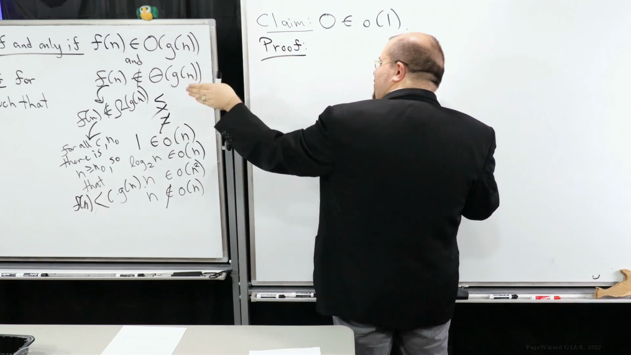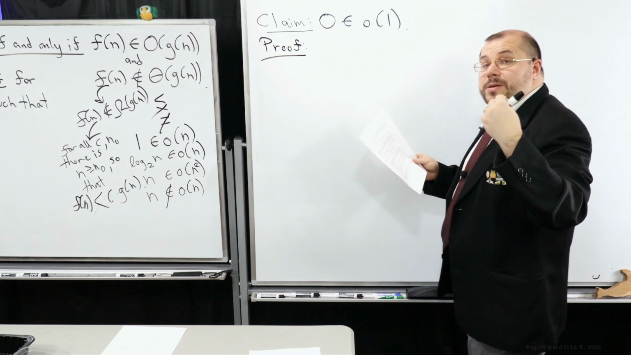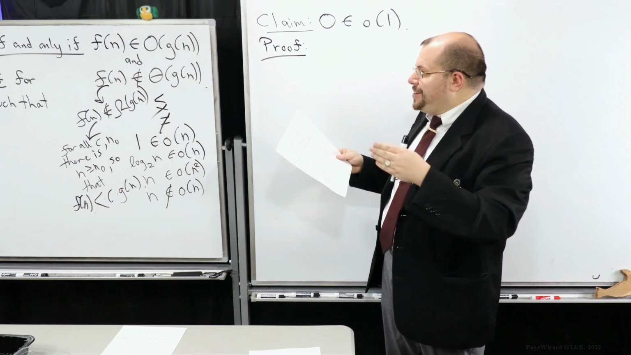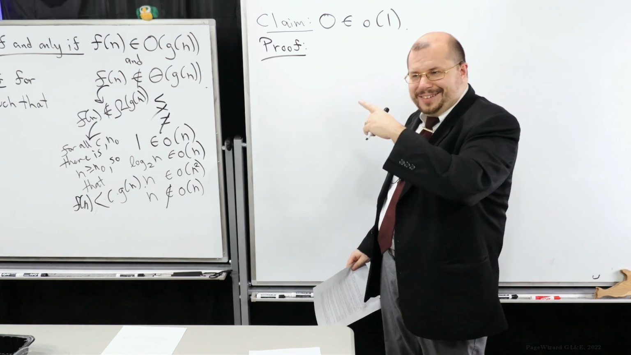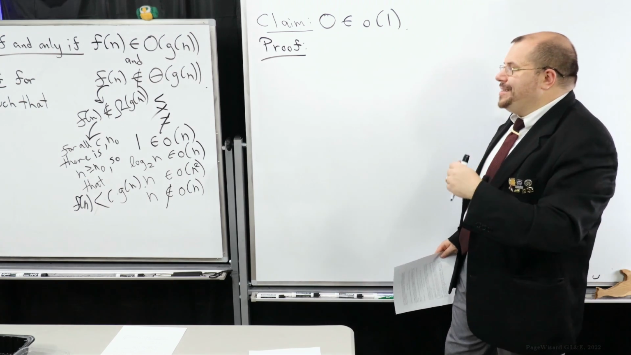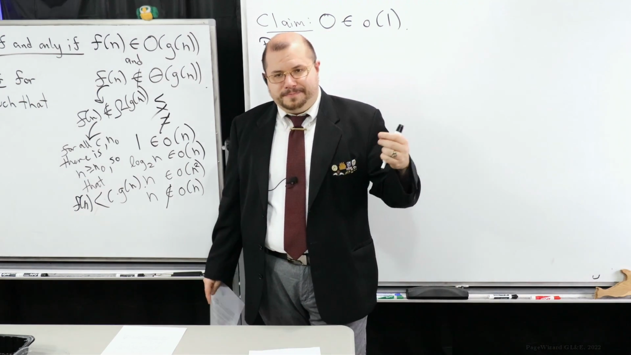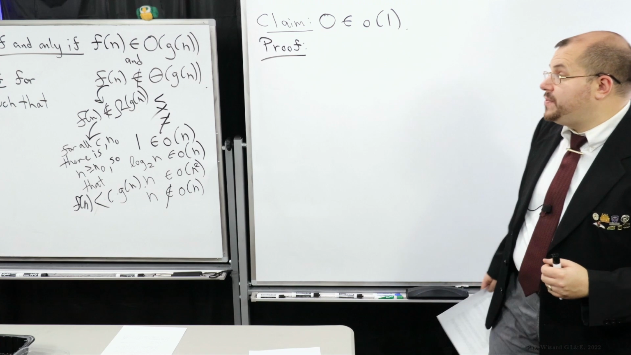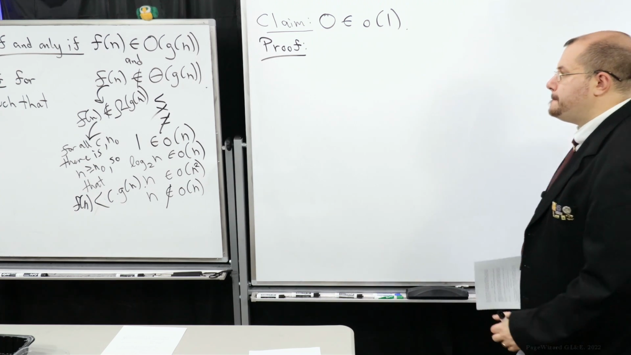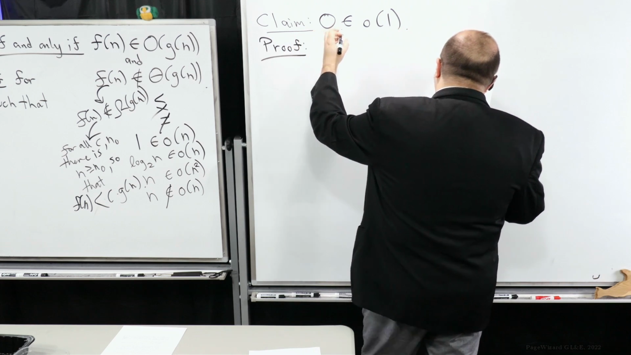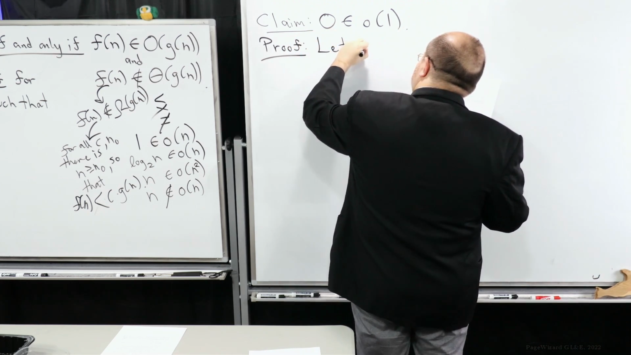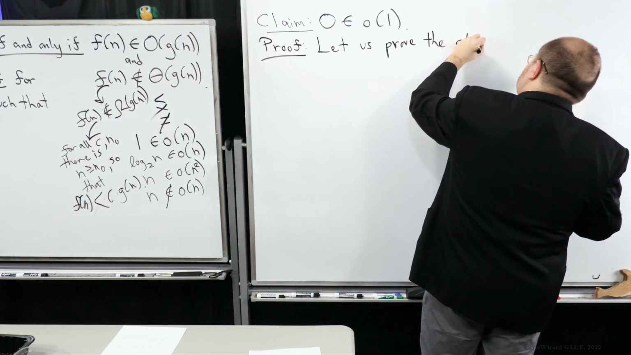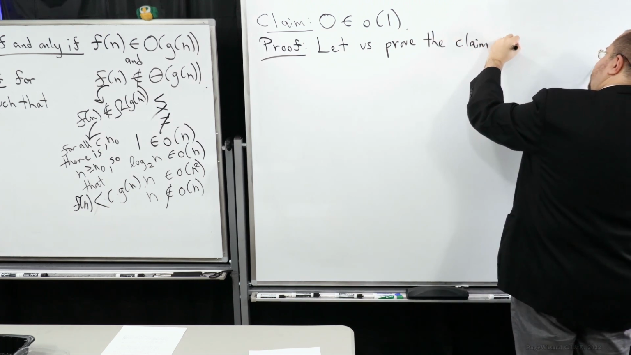So we're going to use that second definition. Remember, that one says that for every positive real constant, for any one that you pick, and keep in mind, you don't get the choice of it, it has to work for any one, there exists an n0 such that you get the sharp inequality f of n is strictly less than c times g of n. And it has to be true for all n greater or equal to n0. So here we go. Let us prove the claim using the second definition.